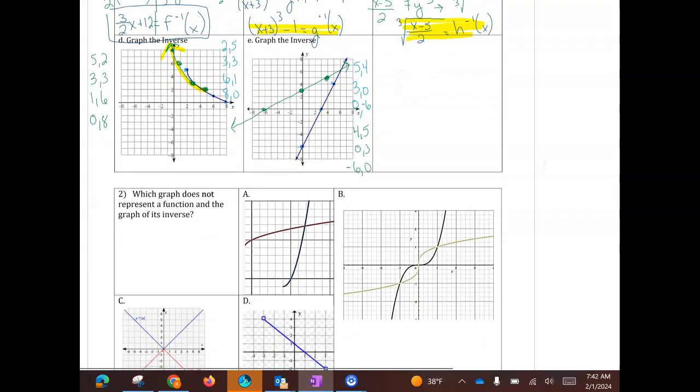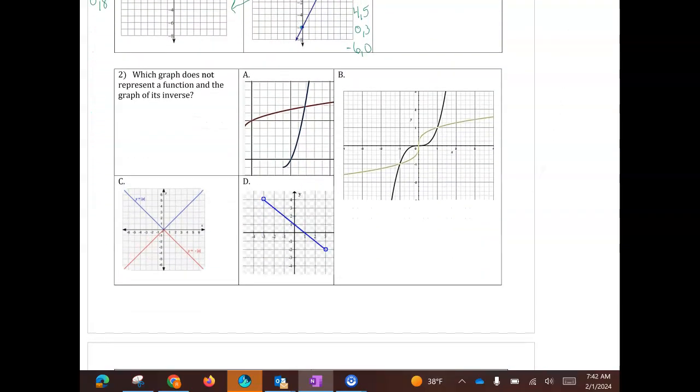All right, here we go. Multiple choice question. Which graph does not represent a function and the graph of its inverse? So since these are pictures, what I want to do here is establish some x's and y's for one function, for the other function, and if they are switched, then we're good to go.